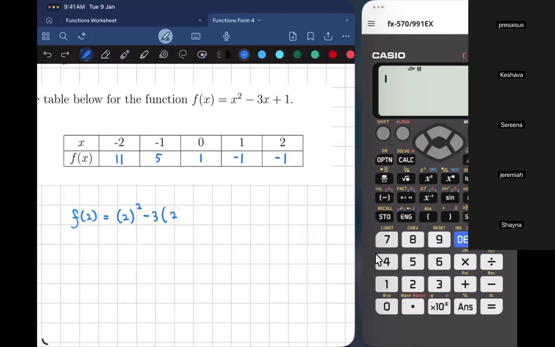Keshav, on a scale of 1 to 10, how confused are you? If confused at all. So not confused. Well, that's great. That's great news.